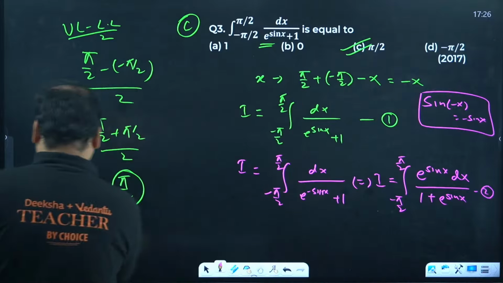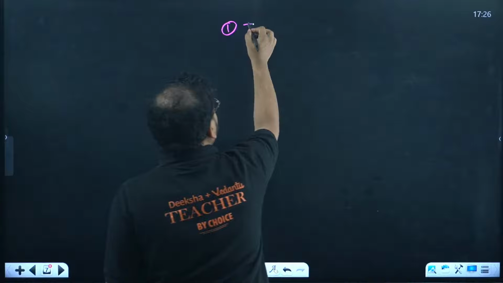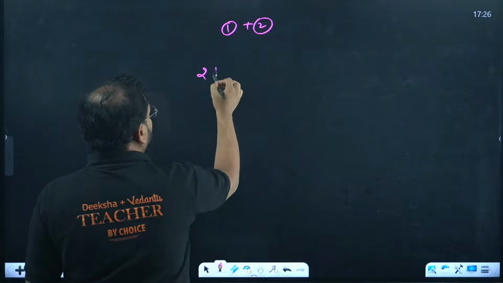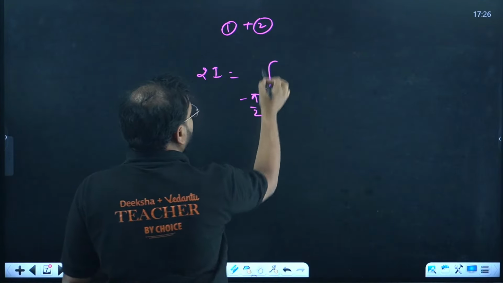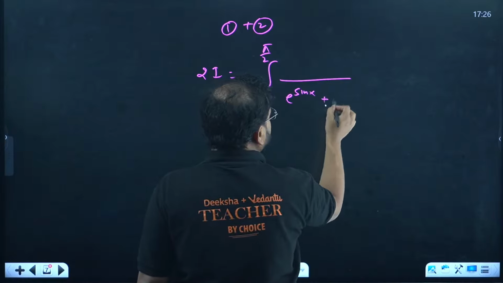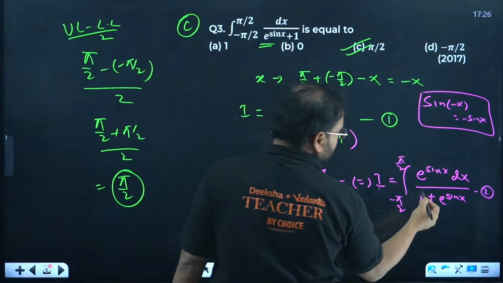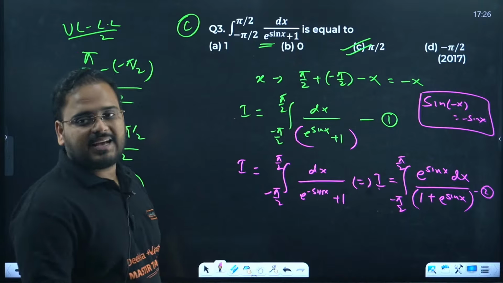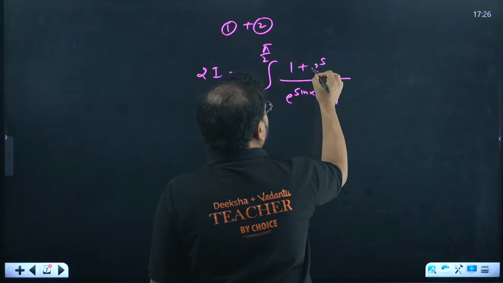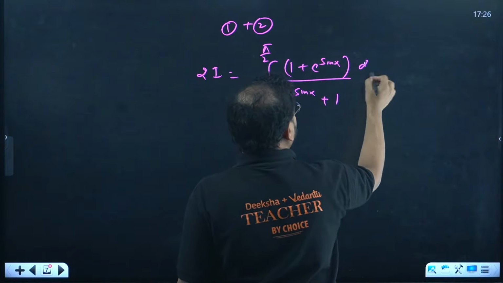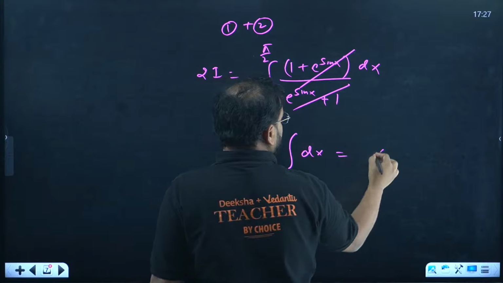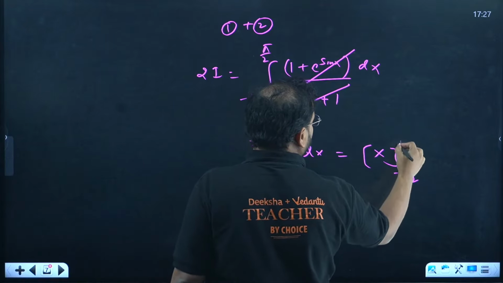Add the equations 1 and 2. I plus I, how much is that, sir? 2I. Limit is same, so it does not change over here. Check this denominator, also same, sir. e power sin x plus 1. How come? This and this you check. Same denominator, means I can add the numerator also. Over here we have 1 dx, here we have e power sin x. So 1 plus e power sin x, and outside we have dx. This and this cancel. So integration of this, just dx, that becomes x, and the limit is minus pi by 2 to pi by 2.